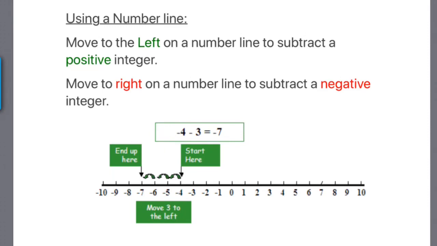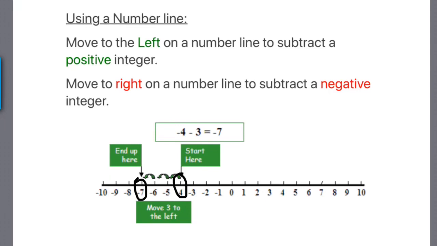Here we have negative 4 minus 3. So we're starting on negative 4 and we are taking away positive 3. So we're moving to the left 3. 1, 2, 3. Where we end is our answer. Negative 4 minus 3 equals negative 7. Even though we have negative 4, what matters is what we are taking away from that first number. We are taking away positive 3, which is why we move to the left and not to the right on the number line.